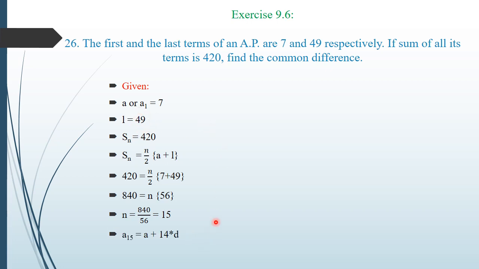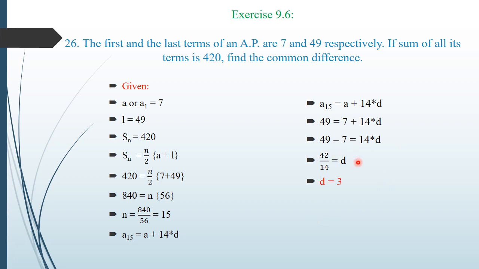Therefore, a15 is equal to a plus 14d, which I can represent for the last term. That is, the 15th term can be represented as a plus 14d. Using this information, a15 I'll keep as it is, that is, the last term is 49. a is 7, which is given to me. 14 I'll keep as it is, and d I don't know, I will need to calculate this. Simplifying this, when I take this 7 to the left hand side, 49 minus 7 is equal to 14d. That is nothing but 42 divided by 14 is equal to d. Therefore, I get d is equal to 3 here. n is 15 and d is equal to 3 in this case.